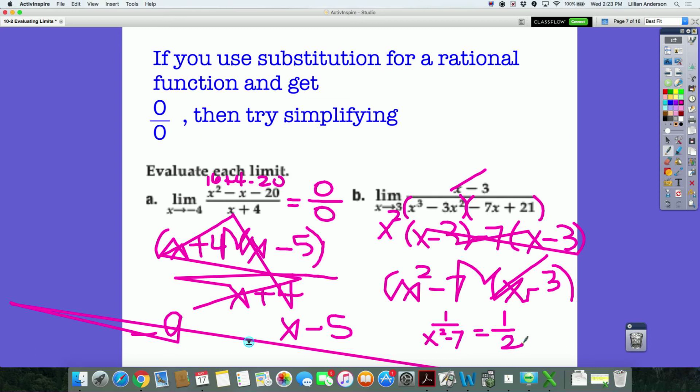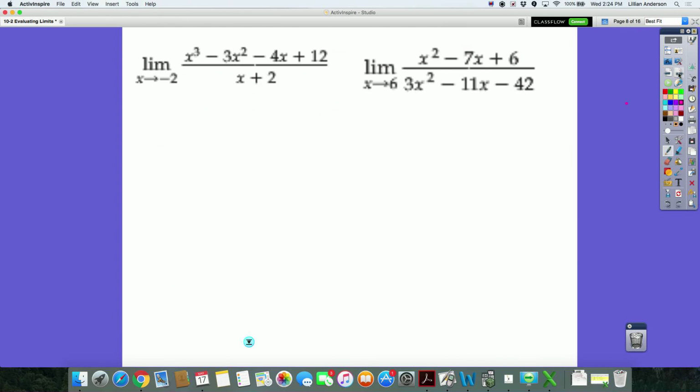Now, who remembers from the rational function unit, what is happening when you cancel out a factor? It's a hole. So when we look at the graph, we would see a hole at 3, but it's still approaching the same number coming from the left-hand side and the right-hand side. Okay? How do you guys feel about this? Easy. Okay. Do you need more examples? No. So we're going to skip these other two. Just remember, if you get 0 over 0, try to factor, try to simplify.